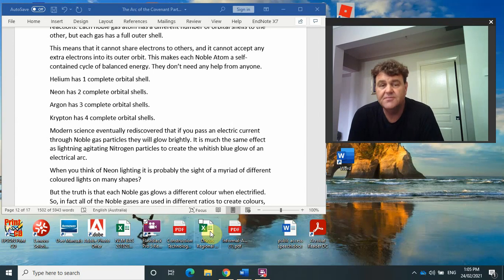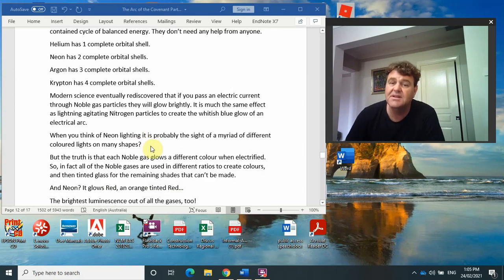When you think of neon lighting, you probably imagine a myriad of different colored lights in many shapes. But the truth is that each noble gas glows a different color when it is electrified. So in fact, all of the noble gases are used in different ratios inside neon lighting to create the colors. Then tinted glass would be used for any remaining shades that can't be accounted for by the gas blends.